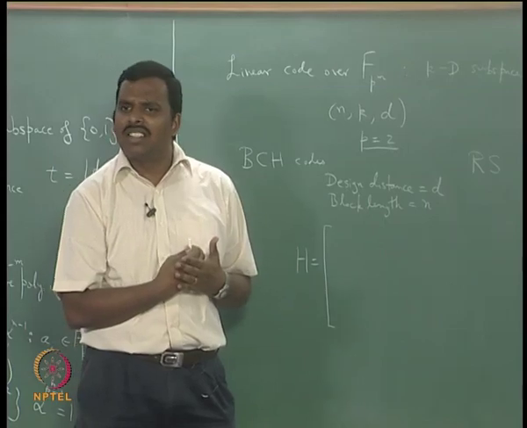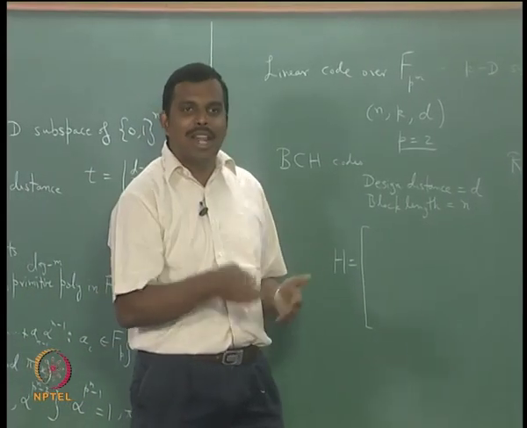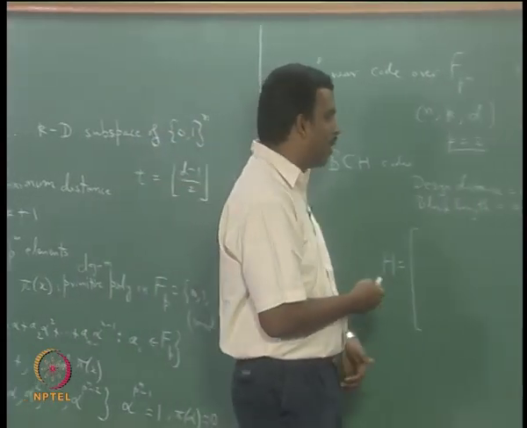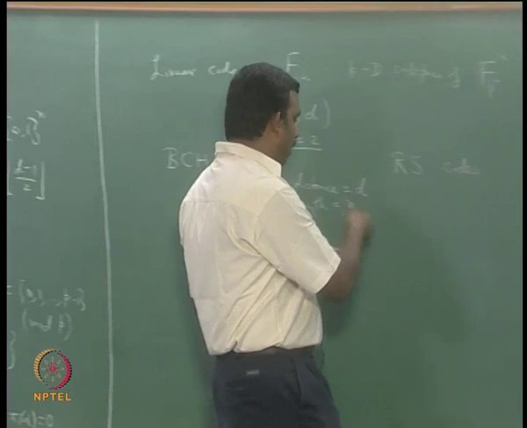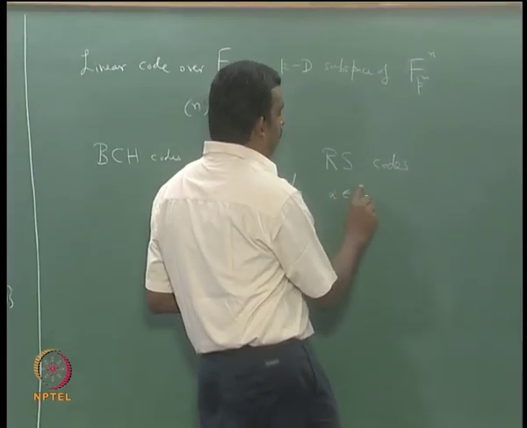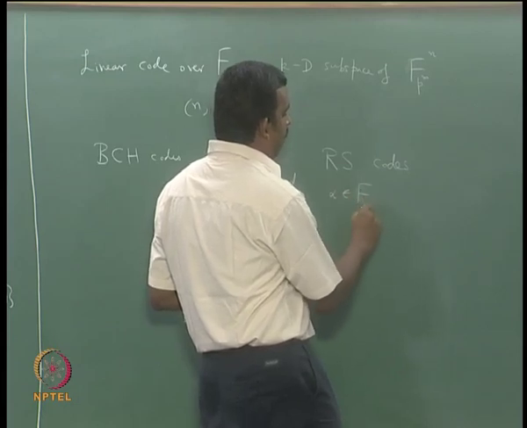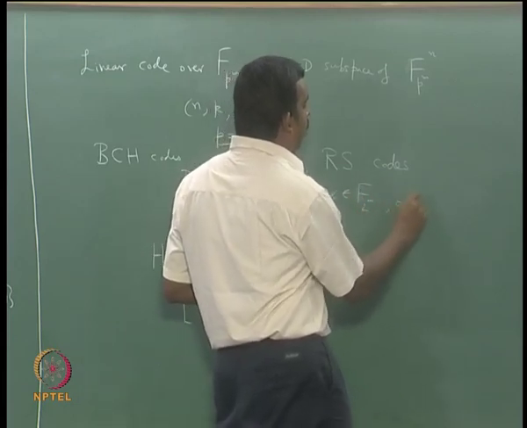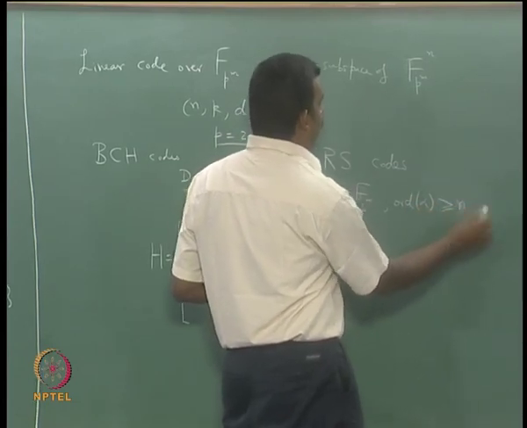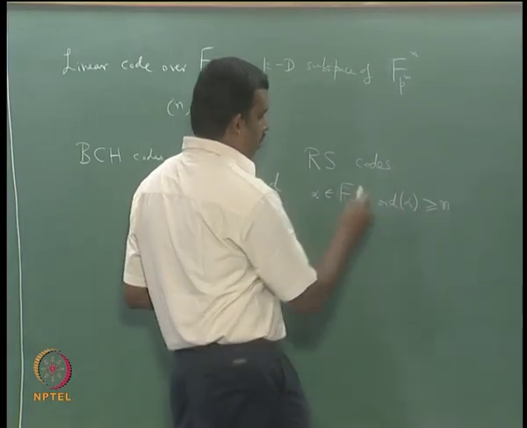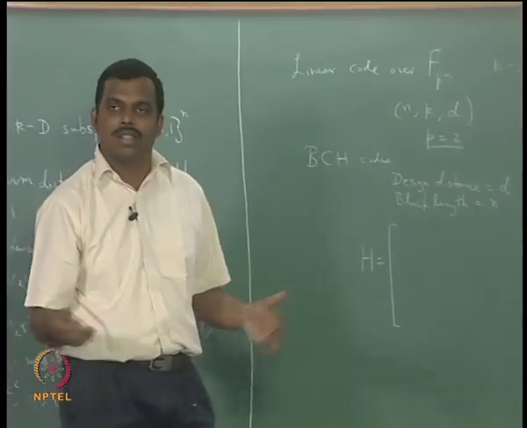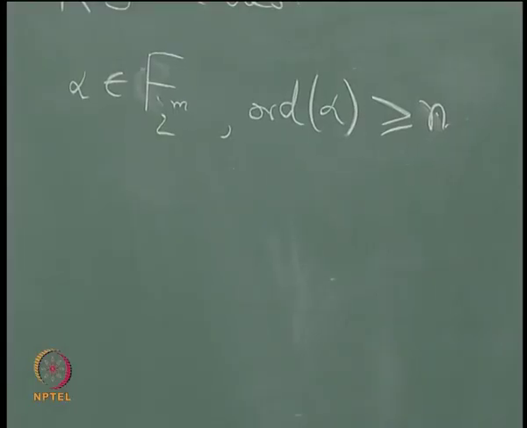Why did I need that? Otherwise in my construction I will have minimum distance 2, so I do not want that to happen. So in the construction you require that alpha belonging to, let us say, F_{2^m} is such that the order of alpha is at least n. Usually it will be equal to n, you can take it as equal to n if you like, that is one choice. You can also take some other element, it does not matter.